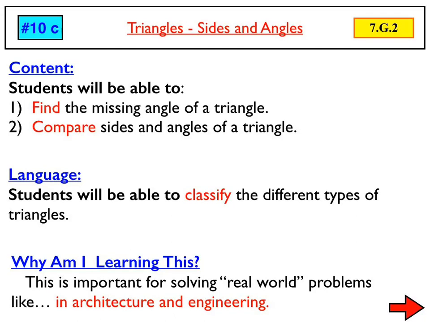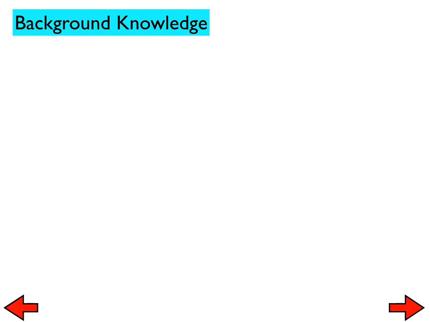All right, today, lesson 10C, triangles, sides, and angles. Part of the very beginning of this lesson should be some things that you hopefully recall from 6th grade, and then we'll kind of move together from there. So our focus today is on finding missing angles in a triangle, and by comparing also sides and angles of a triangle, and then of course classifying them. So let's go ahead and get started.